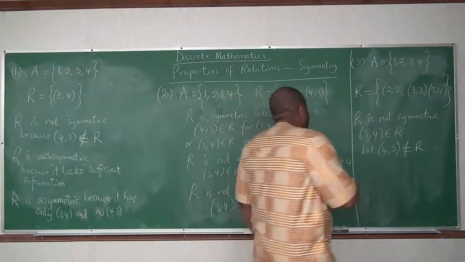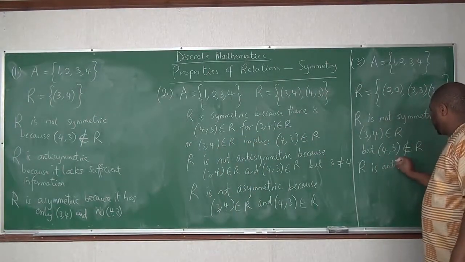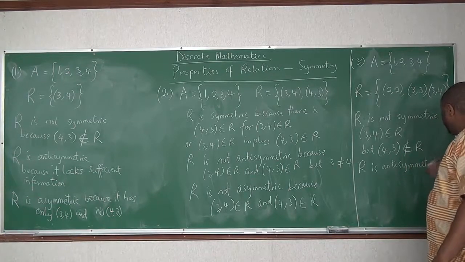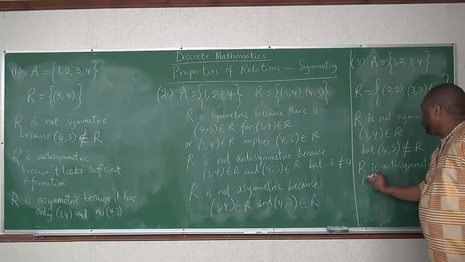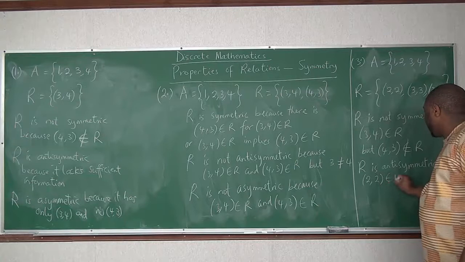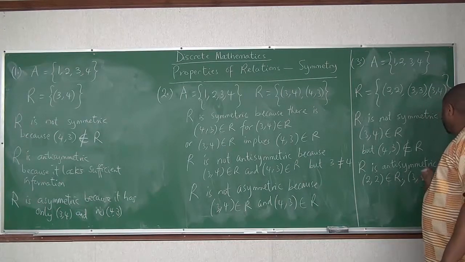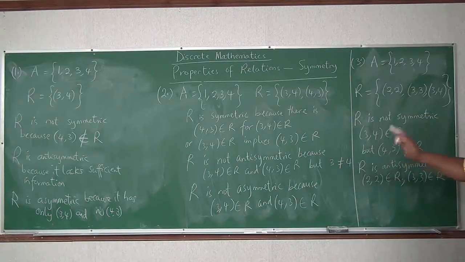So this arrow is antisymmetric. Why is it antisymmetric? Because 2, 2 is an element of arrow. 3, 3 is an element of arrow. That's why it's antisymmetric. Now, we will do another example, whereby we have 4, 3, and you'll see what I'm talking about.